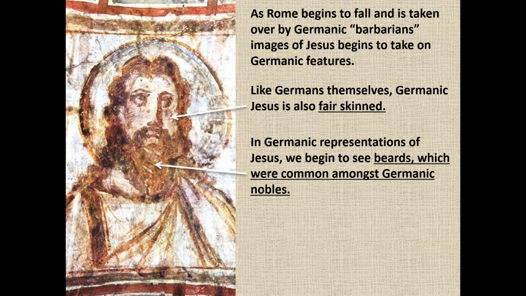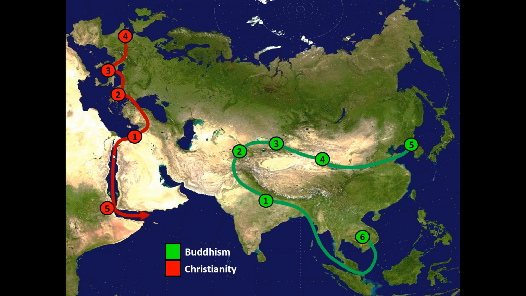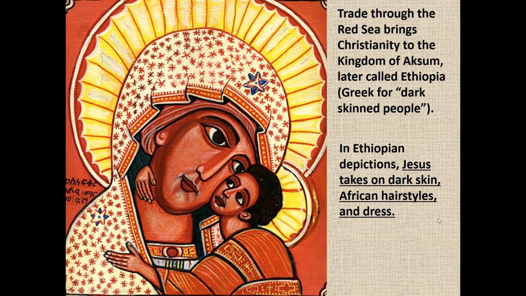Now, as the Germanic barbarians invade Rome and start to take over the Roman Empire's lands, Jesus starts to take on Germanic tribal characteristics, such as having white skin and a beard again. We also see, as trade through the Red Sea opens up, Christianity spread through northeast Africa, specifically Ethiopia down here. Trade through the Red Sea brings Christianity to the kingdom of Axum, later called Ethiopia, Greek for the land of dark-skinned people. In Ethiopia, Jesus is depicted with dark skin and African hairstyles.